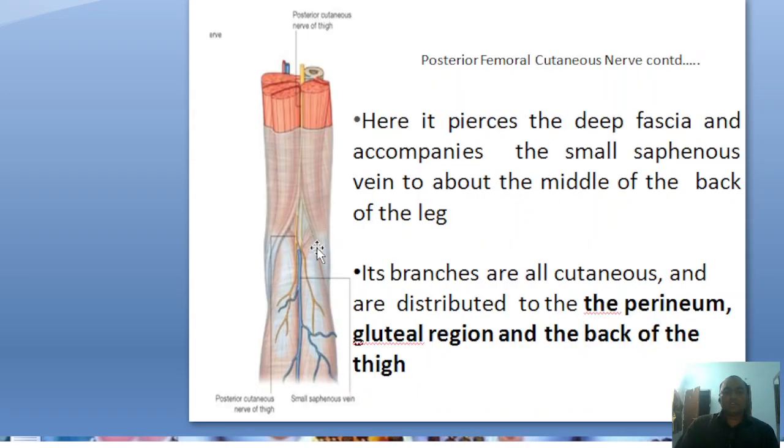In the end, the unique feature of the posterior cutaneous nerve of thigh is that it lies deep to the deep fascia. All cutaneous nerves run in the superficial fascia, but this posterior cutaneous nerve of thigh is present beneath the deep fascia. So it is a unique feature of the posterior cutaneous nerve of thigh.